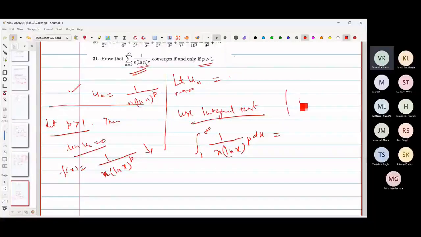बाय सब्स्टिट्यूशन टेक u इक्वल्स टू log x, है ना. फाइन. तो du क्या हो जाएगा? 1 upon x dx. You can, so because you have considered that p is greater than 1, so इसके लिए इसकी वैल्यू क्या आ जाएगी? फाइनाइट वैल्यू आ जाएगी. ठीक है, लिमिटिंग केस में. यस सर.